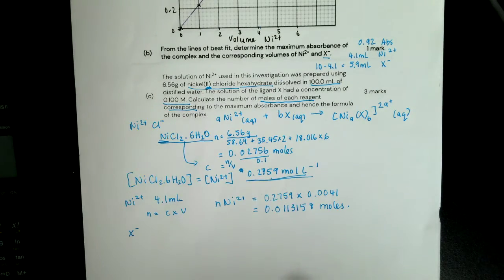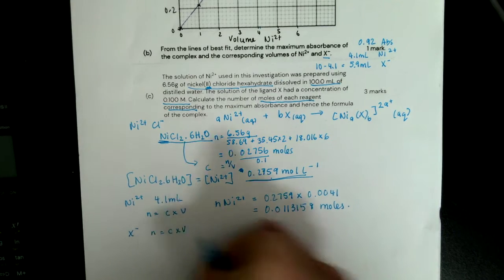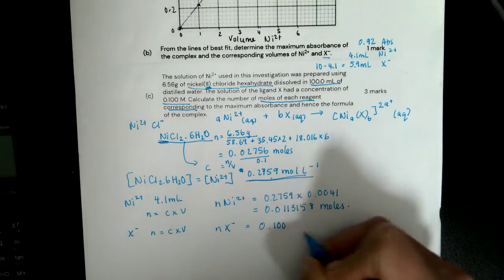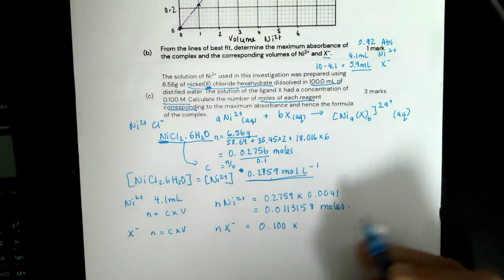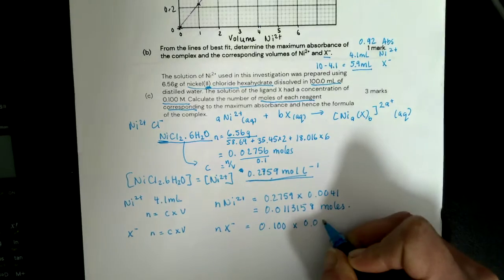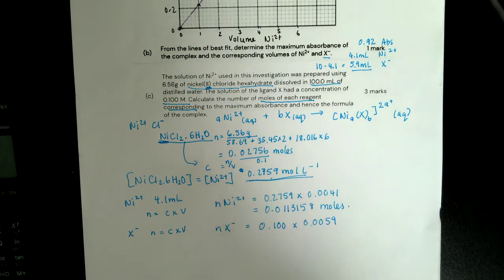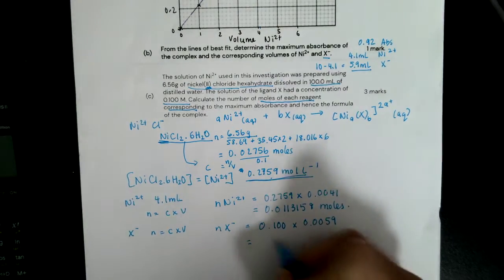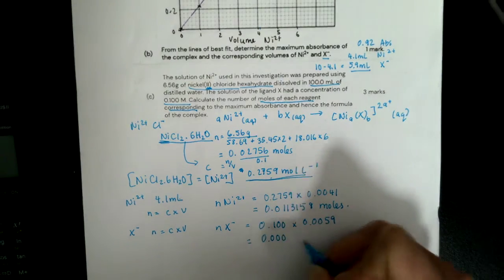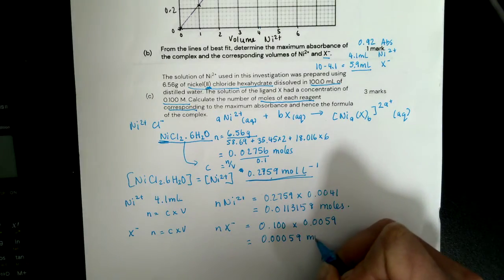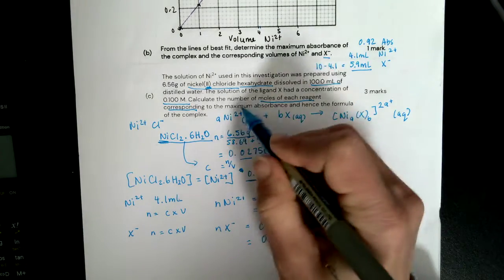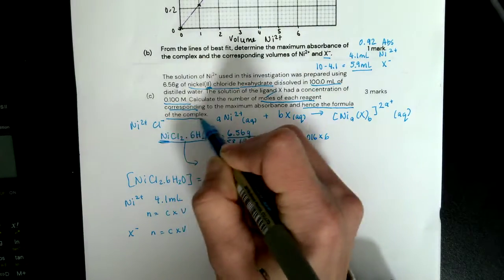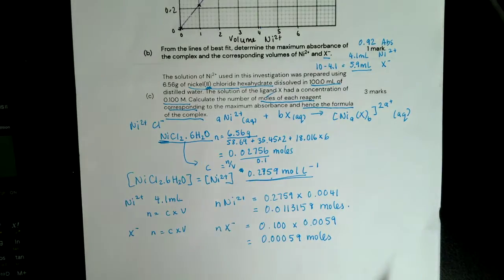For the ligand X minus, we've already been told in the question that it has a concentration of 0.1. So once again, n of X minus is equal to 0.100 times, we've worked out that the volume at the maximum absorbance was 5.9 mL. We multiply those two values, and what we end up getting is 0.00059 moles of ligand X. So I've done that, moles of each one. Done.